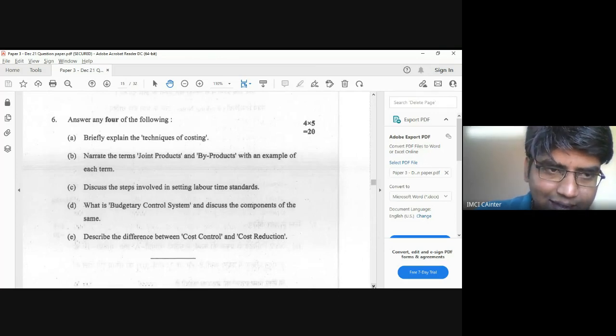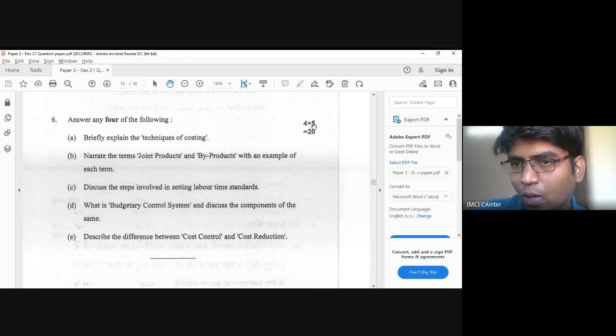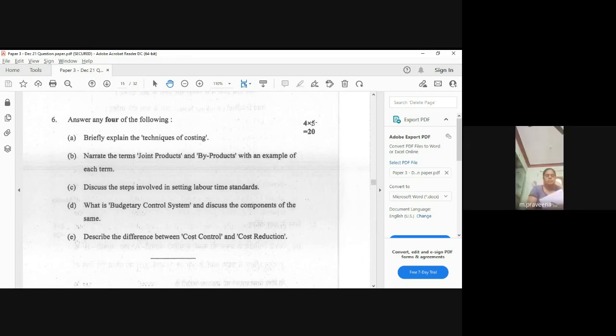This particular thing is there for CMA also. The last question will be forming part of the entire theory syllabus. 5 marks has been offered for every theory question. So there will be 5 bifurcations, and you have to write 4 answers. 5 has been given, you have to write 4 questions. We have to attempt 4 questions out of the 5, and 5 marks has been offered for each question.